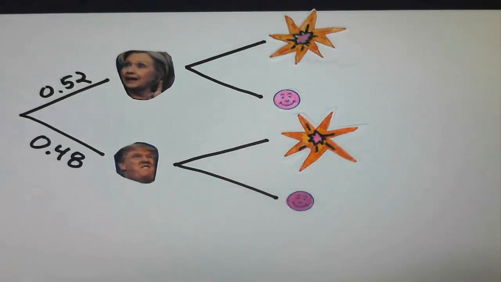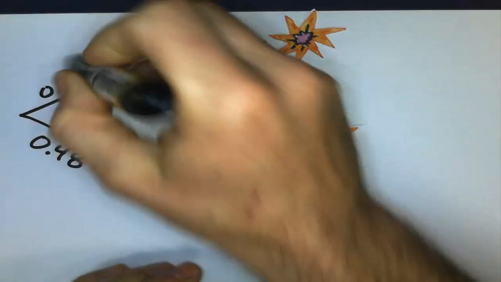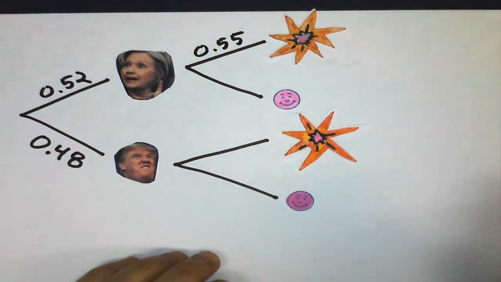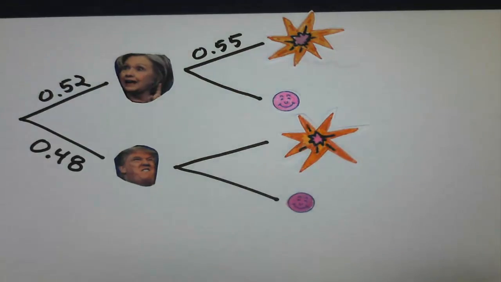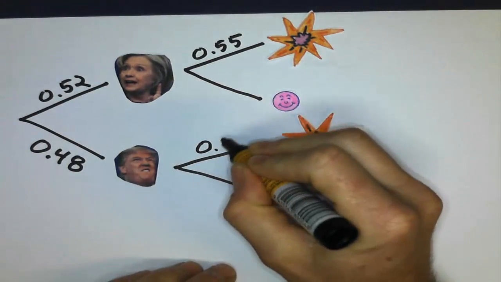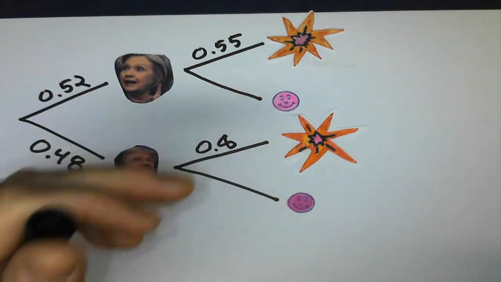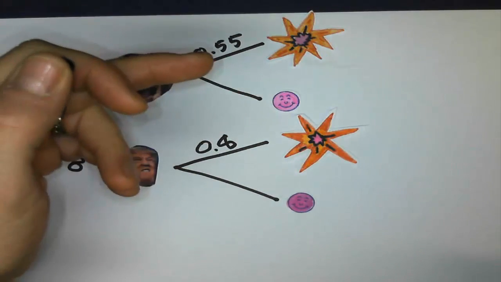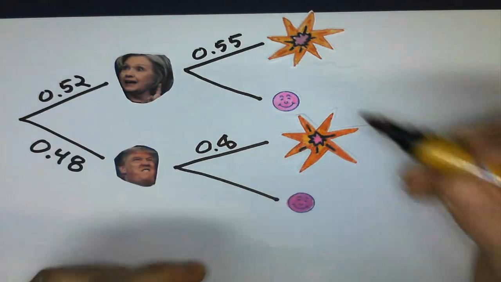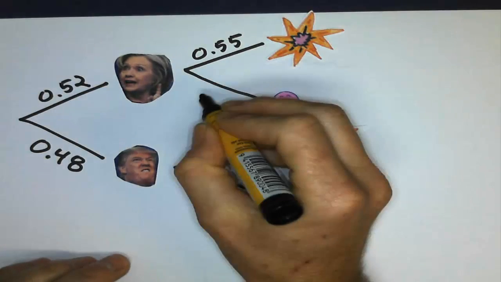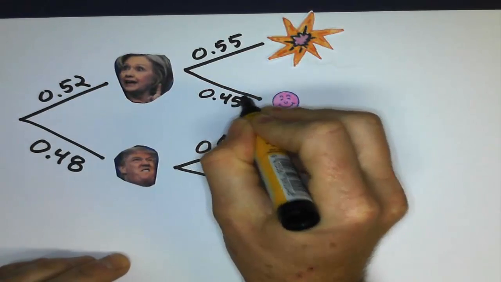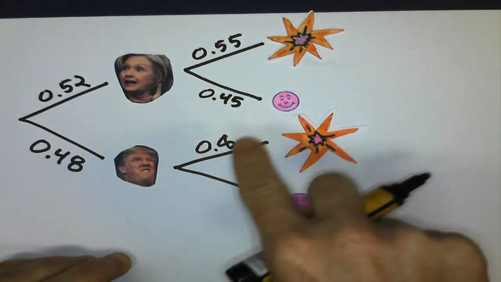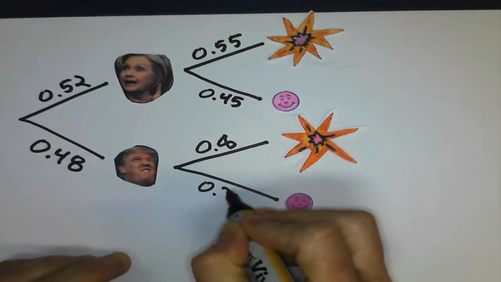I'm going to be really pessimistic in this video, and let's say if Clinton gets elected, there's a 55% chance of the end of the world. And if Trump gets elected, let's say there's an 80% chance. Let's say there's a greater risk. Again, I use my complementary events: if the chance of Armageddon is 55%, then the chance of no Armageddon is 45% for Clinton, because these add to 1, or 100%. And the same for Trump. If that's 80%, that's going to be 20%.